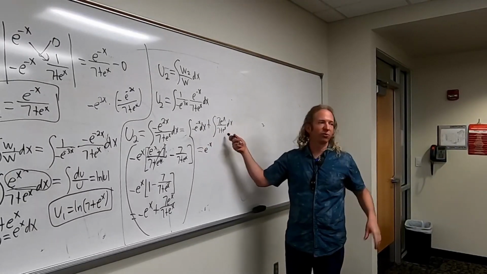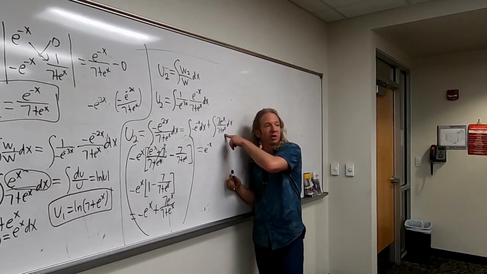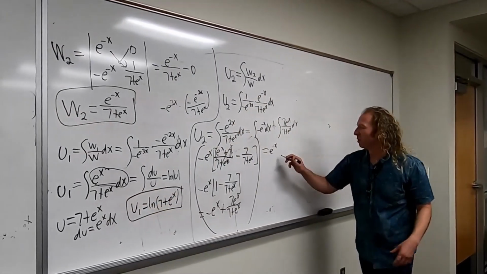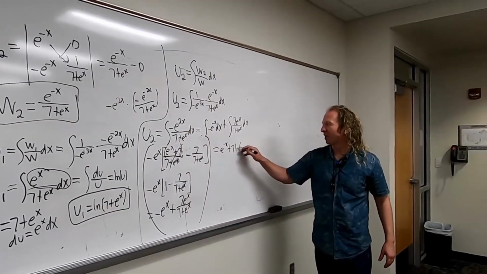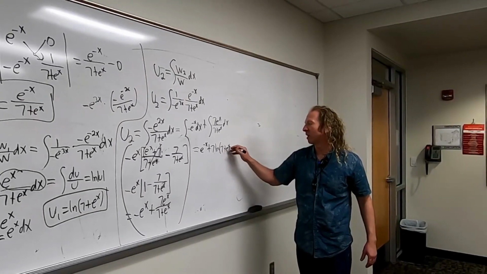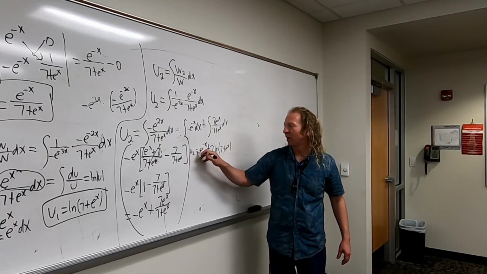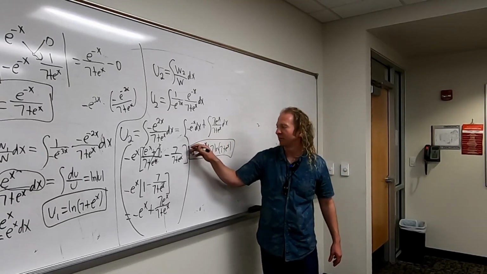And in this one, it's what Urash was saying earlier. It's like a u sub. In fact, we did it over here, didn't we? Same thing. So this is going to be plus 7 ln, and we can drop the absolute value because 7 plus e to the x is positive. So that is u2. And I'm going to cheat. I'm going to put the u2 here and squeeze it in like that.